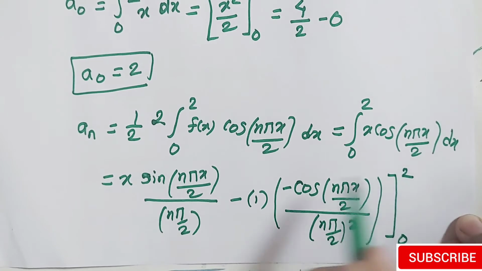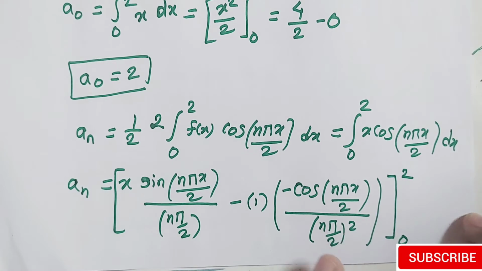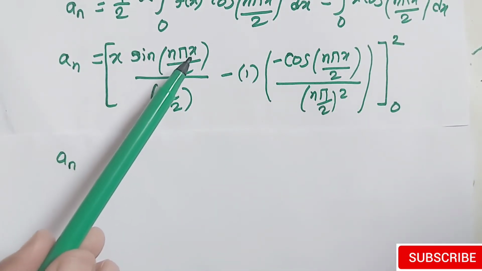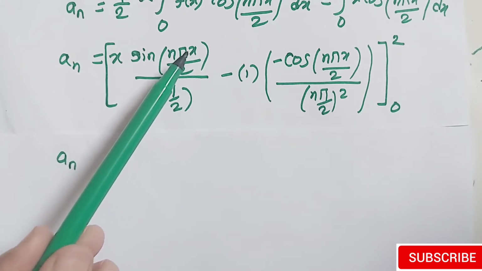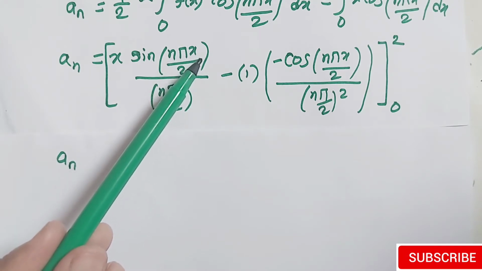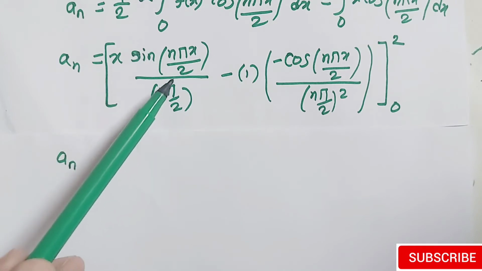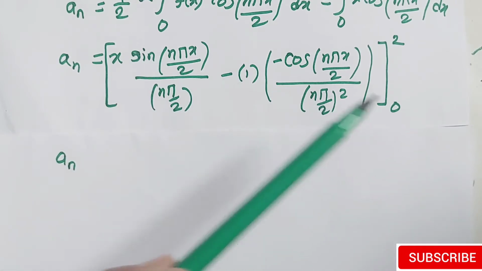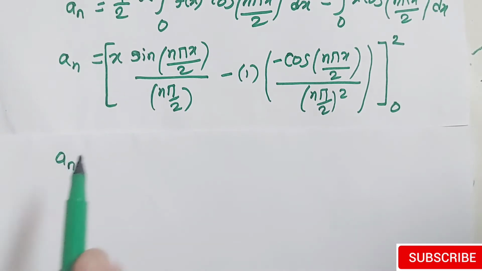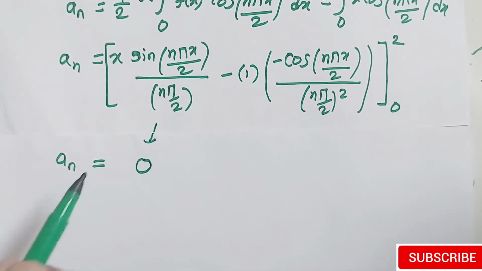Limit 0 to 2. In the next step, put upper limit minus lower limit. Here upper limit is 2. So if we put x equals to 2 here, sin n pi times 2 divided by 2, so this 2 gets cancelled out when you write 2 in place of x, and the value of sin n pi is 0. So for the upper limit this term is 0. And if we put the lower limit too, x equals to 0, this term is again 0. That means for upper and lower limit, this first term becomes completely 0.